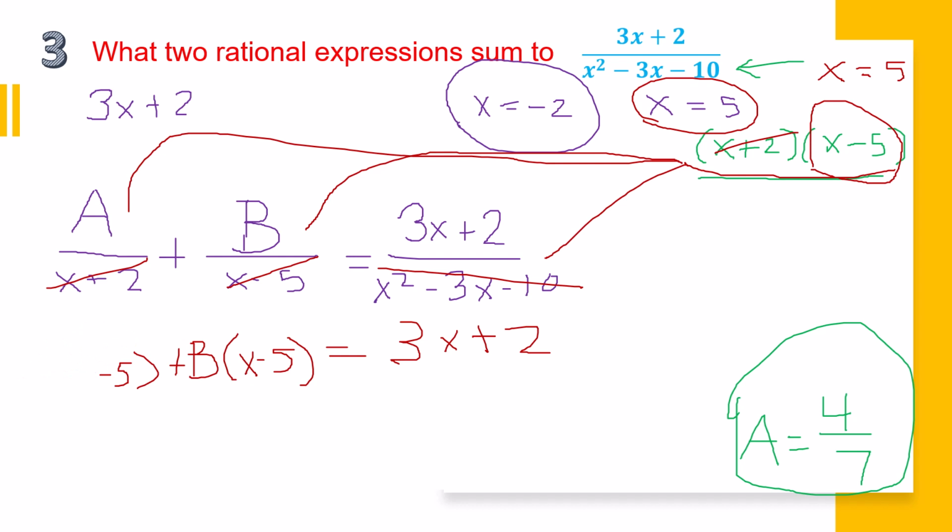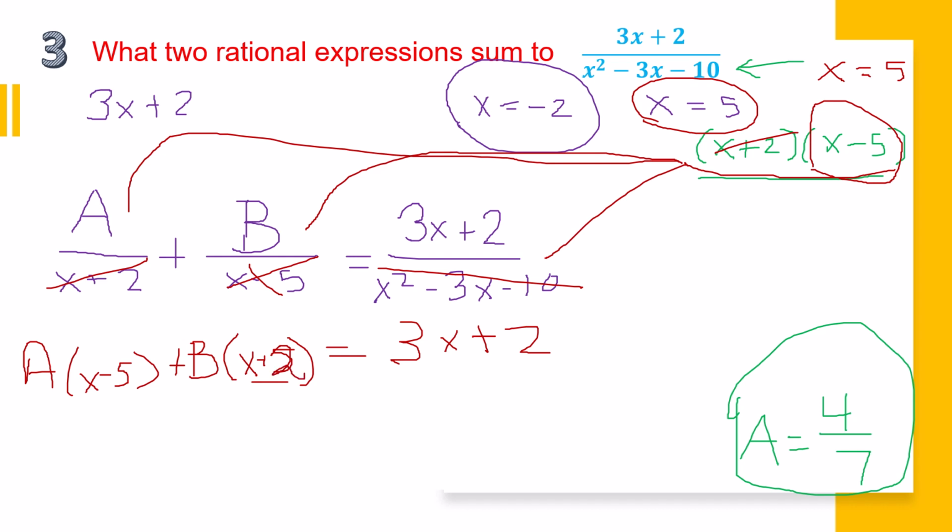This is a times x minus 5. And look here, the x minus 5 cancel. We're left with x. This should be plus 2. This kind of threw me off.